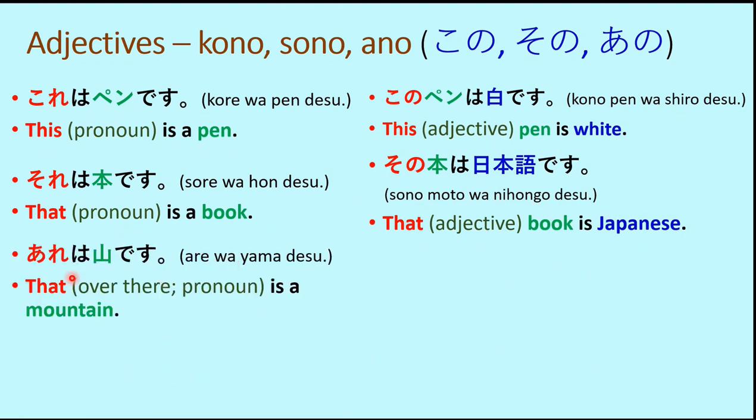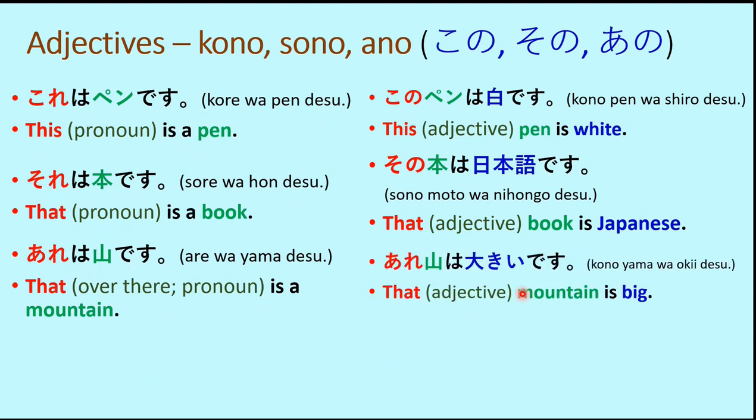Next is, that is a mountain over there. So here that is used again as a pronoun. Are wa yama desu. And if we say that mountain is big, then instead of are, here it should be ano. Ano yama wa oki desu.